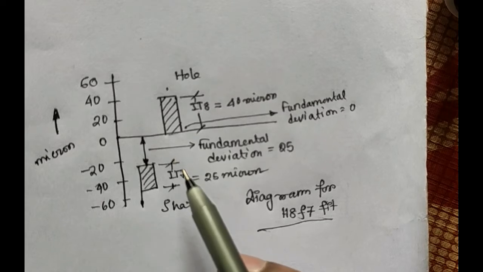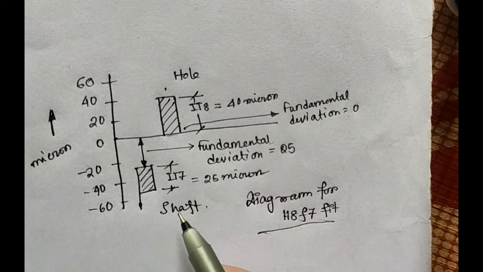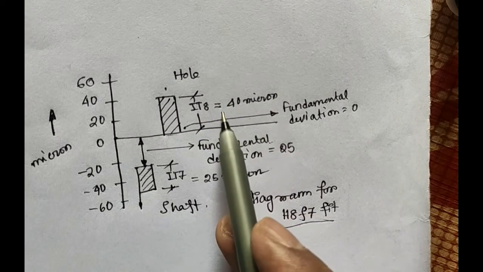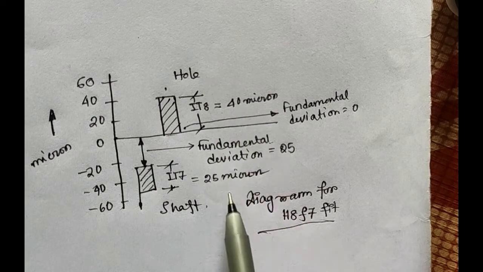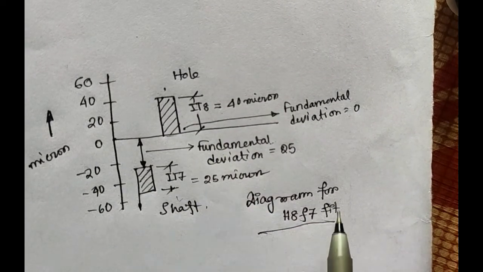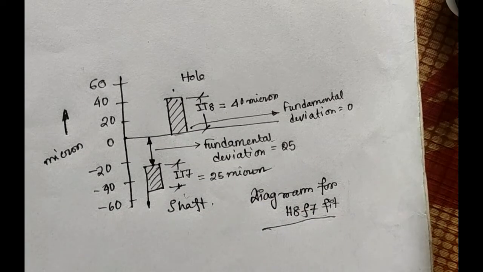You need to find out what is the fundamental deviation. You need to find out what are the shaft and hole tolerance values. Okay, and this way you can easily draw the diagram for the H8 F7 fit, and you must know that it is a clearance fit because it has a certain allowance of 0 plus 0.004 mm.